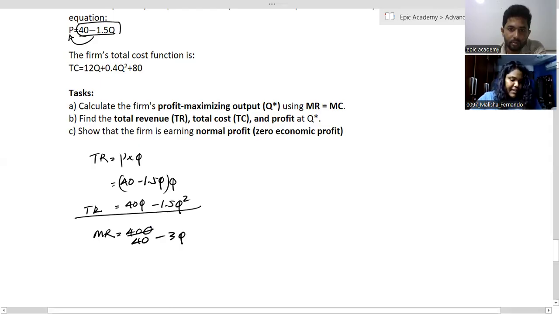Yes. So we are still in the first question, right? Because you have to calculate the Q, and Q can be identified after identifying MR equal to MC. Without calculating MR and MC, you cannot calculate the Q.